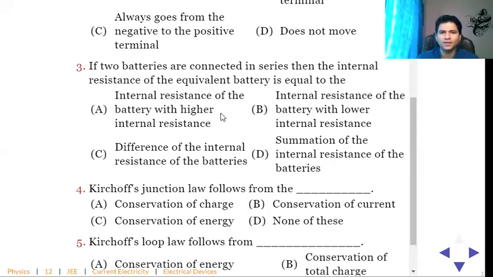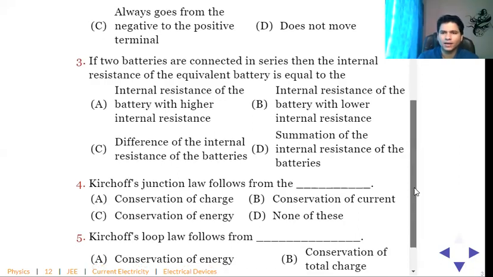Internal resistance of the battery with higher internal resistance, of the battery with lower internal resistance, difference or summation of the internal resistance of the battery. Okay, very good. Everyone, please respond. Please respond. Anjali, Vivek, Jitendra, Soumya, Krishna, Shreya, Vinuta.